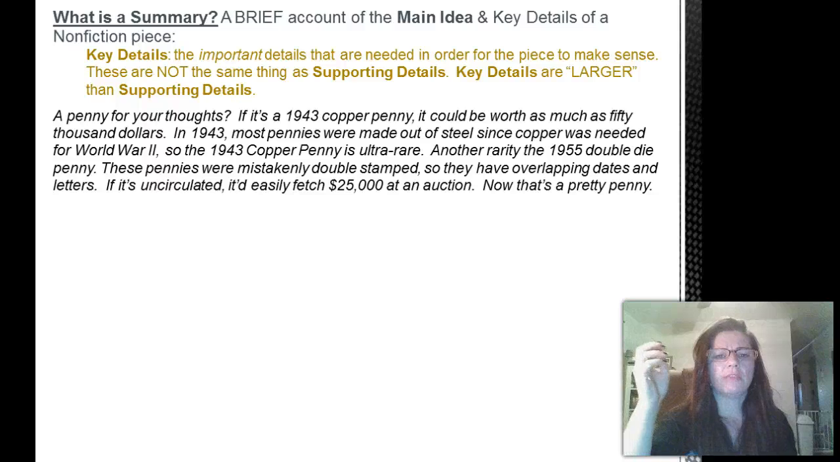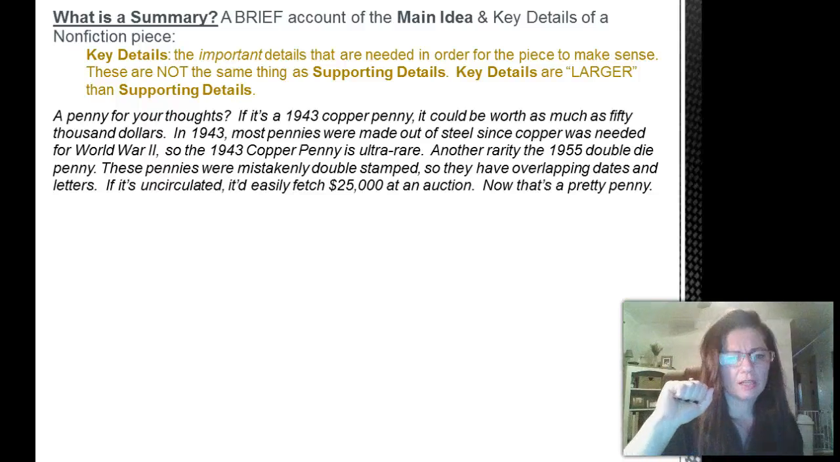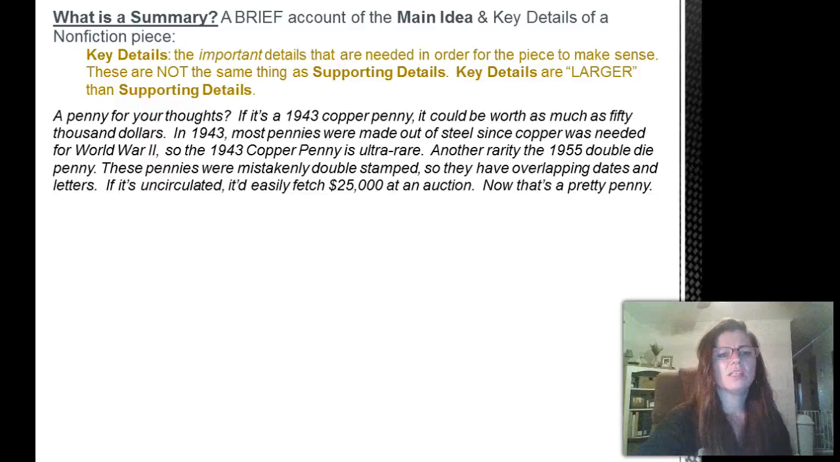A penny for your thoughts. If it's a 1943 copper penny, it would be worth as much as $50,000. What? Check your change purses. In 1943, most pennies were made out of steel since copper was needed for World War II. So the 1943 copper penny is ultra rare. Another rarity, the 1955 double die penny. These pennies were mistakenly double stamped, so they have overlapping dates and letters. If it's uncirculated, it'd easily fetch $25,000 at an auction. Now that's a pretty penny.